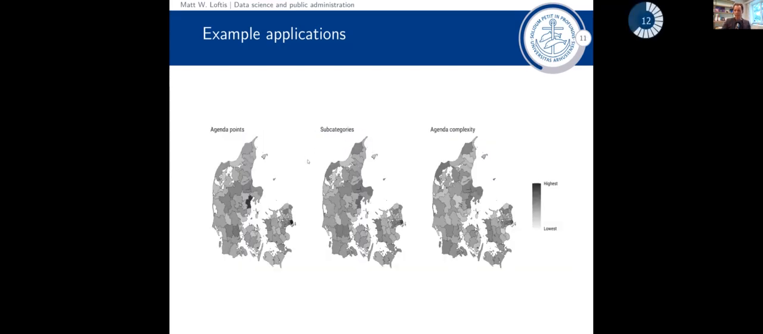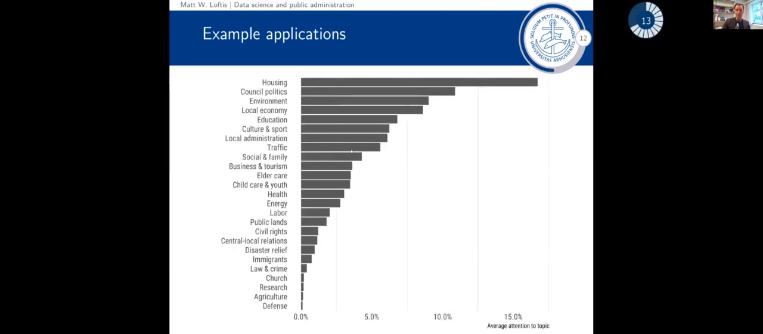But in the end, we can say a lot about, first of all, how big is the agenda in different municipalities, but then how diverse is the agenda? How complex is that agenda? And I can tell you that it turns out around almost 20% of the agenda in the average municipality in Denmark is normally about housing. Environment, local economy are up there, but you can see these things primarily because, or precisely because, we had the tools to actually go ahead and put this together.